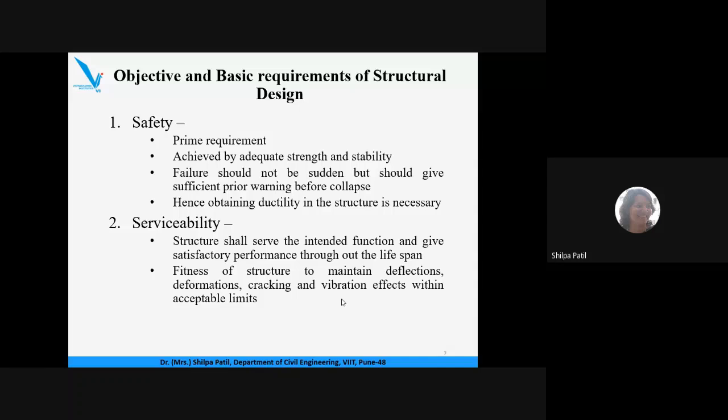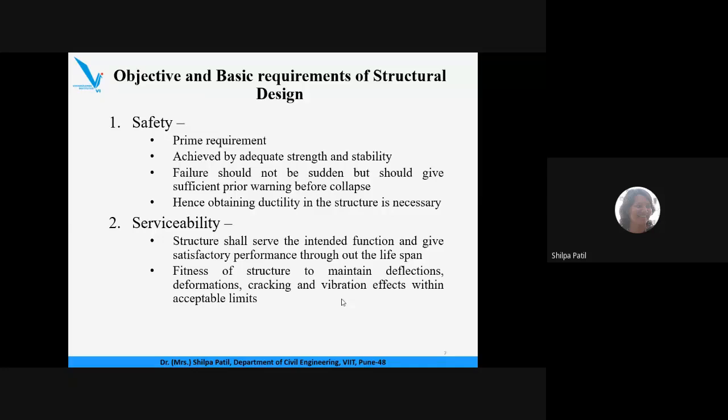Now how can we achieve safety? It is normally achieved by providing adequate strength and stability. Adequate strength means each and every member of a structure should be strong enough to sustain the load or the external forces acting on that particular structure. At the same time, it should be stable, meaning when any structure is subjected to external loading, the equilibrium between all members should not be lost. The entire structure should be stable while transferring the load from one member to another. So safety is achieved by adequate strength and stability.